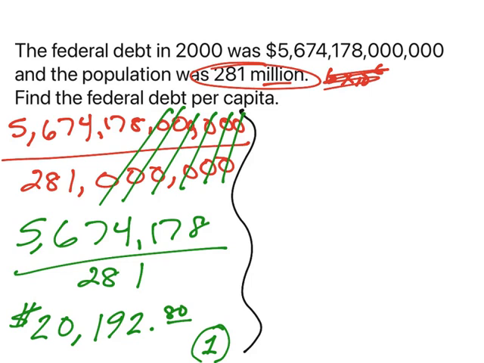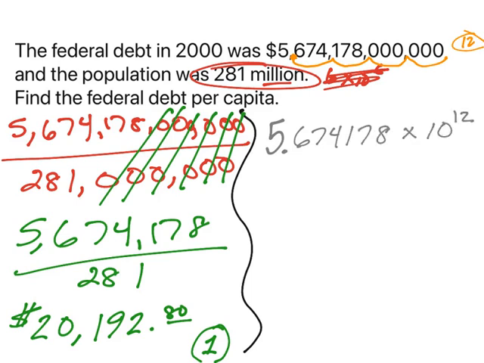Now, if you say, well, I see scientific notation, right? Super big numbers mean scientific notation. So we could say, well, oh, okay, back up. Right now, the decimal point is at the end. So if I go 3, 6, 9, 12, I'm moving it 12 places. So I'm going to have 5.674178 times 10 to the 12th. Remember, when you're changing things to scientific notation, you need all of the non-zero numbers.